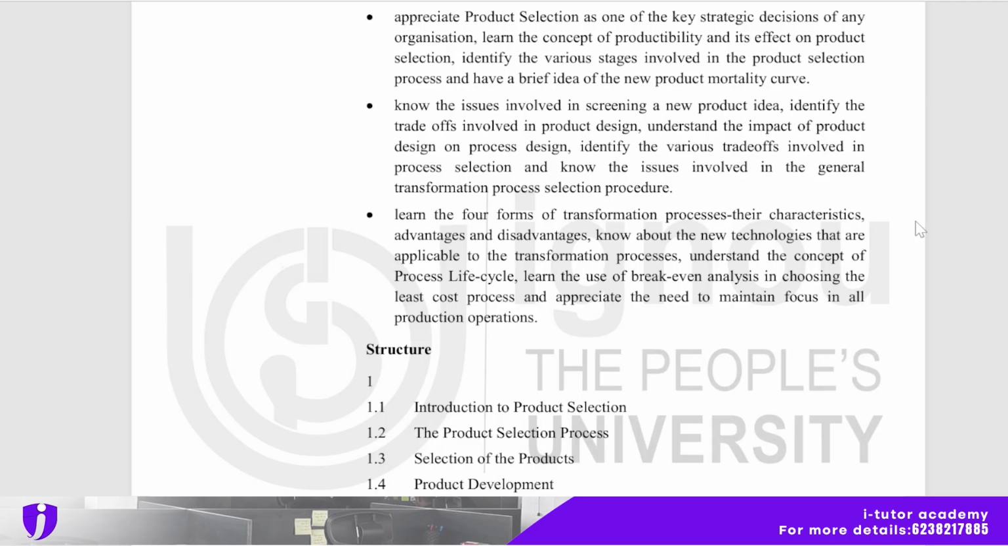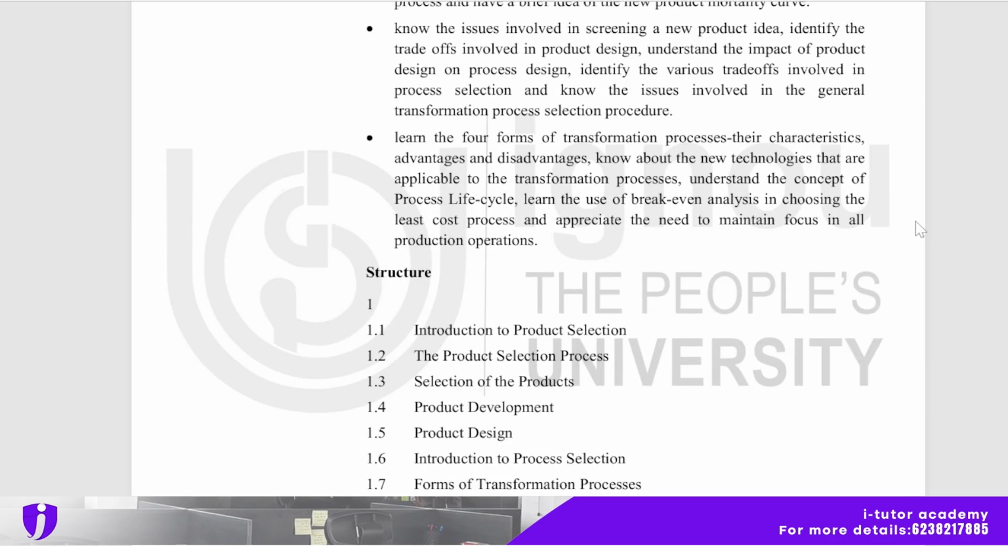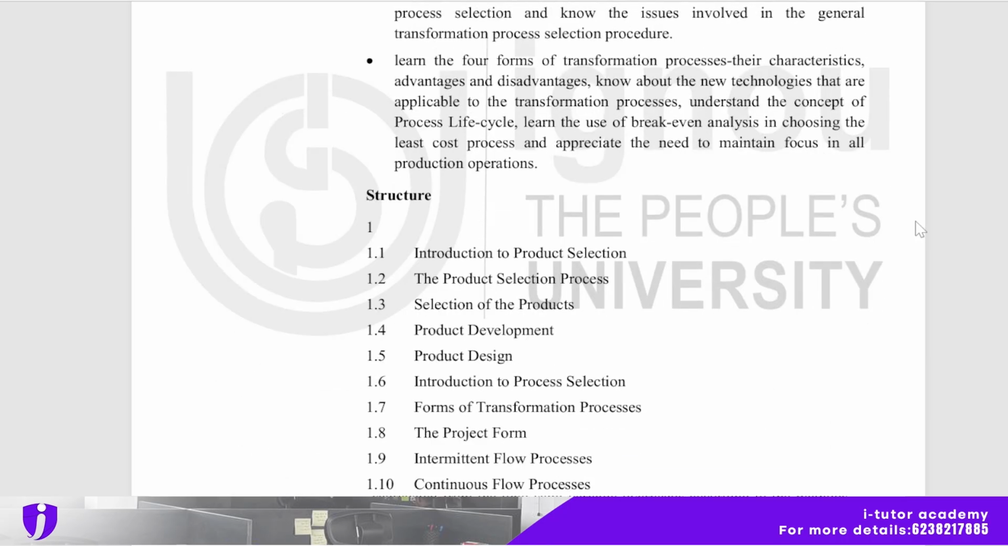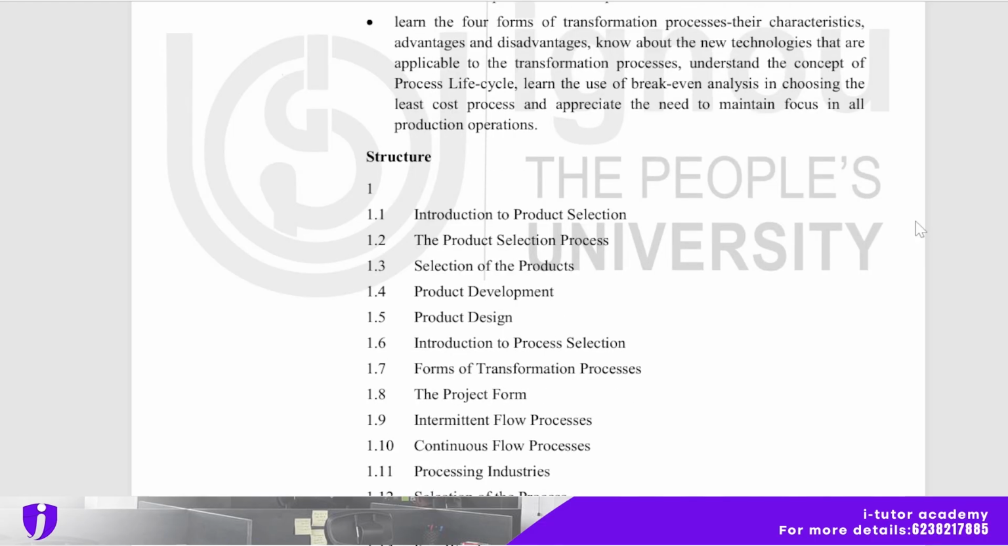procedure, and learn the four forms of transformation process, their characteristics, advantages and disadvantages, know about the new technologies that are applicable to the transformation process, understand the concept of process life cycle, learn the use of break-even analysis in choosing the least cost process, and appreciate the need to maintain focus in all product operation. And these are the objectives of this unit.